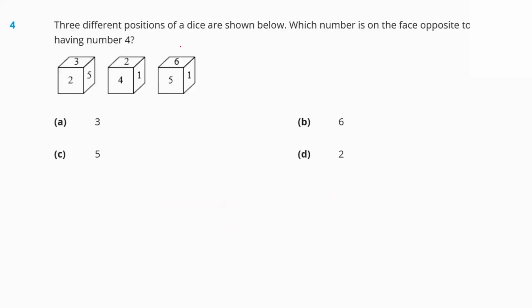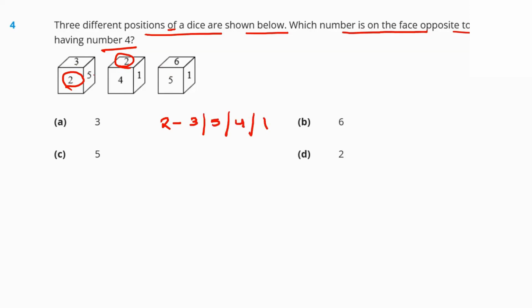Next, question number 4, a cubes and dice question. Three different positions of a dice are shown below. Which number is on the face opposite to the face having the number 4? There is a rule which says pick any common number and find the adjacent numbers. If I pick 2 from the first and second dice, adjacent to it are 3, 5, 4, and 1. So the only number left to be opposite to it is 6. So 2 and 6 make up a pair.